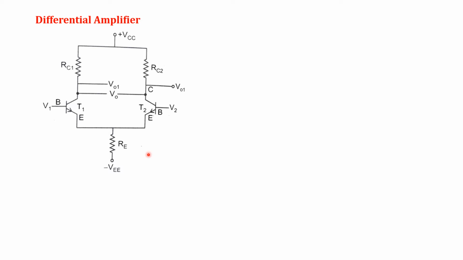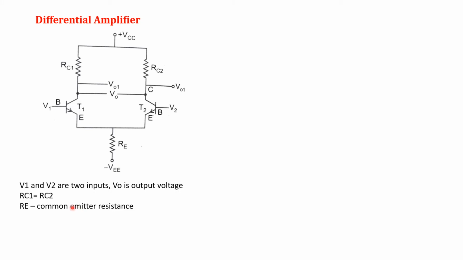Here RE is the common emitter resistance. RC1, RC2 are the two identical resistors connected across the collectors of the transistors. When V1 is equal to V2, meaning the two input voltages are identical, the output voltage becomes 0.